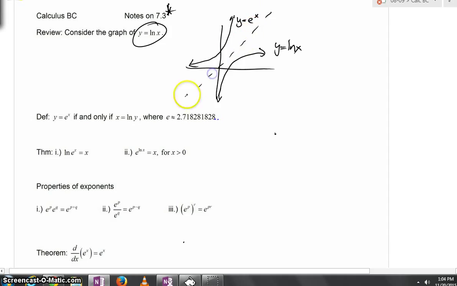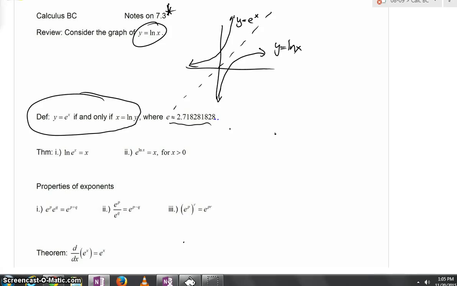And I think you guys know that. E to the x, y equals e to the x, is the inverse function of the natural log of x. And you see this right here. When you switch x and y, you would be able to see that that is the case. E is the number about 2.718. It is just like pi. It's an irrational number. It can be extended forever.